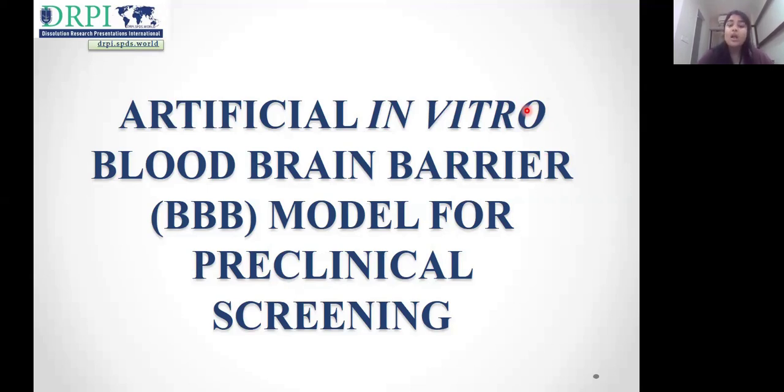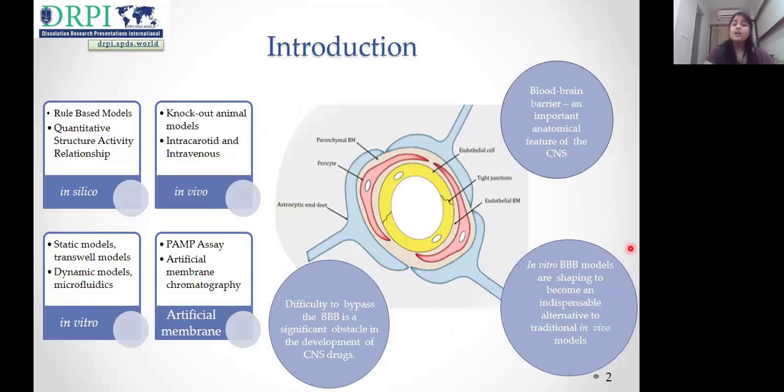Now, for drug development for CNS diseases, the major problem is the blood-brain barrier. The blood-brain barrier is an anatomical feature of the CNS, which provides protection against any drug or any large molecule entering the brain. For this reason, a major problem in the development of CNS drugs has been seen, which creates a difficulty for drugs to pass through the BBB.